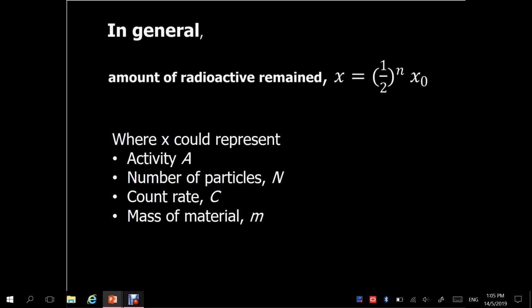Okay, so in general, the amount of radioactive material that remains is given by x equals half to the power of n times x naught, where n is the number of half-lives and x naught is the initial amount of the radioactive material. So x can be, say, the number of atoms, the number of nuclei, n, or it could be the activity. It can also be the count rate or the mass of the material. So whatever you measure, anything to do with radioactivity, it will obey this equation.